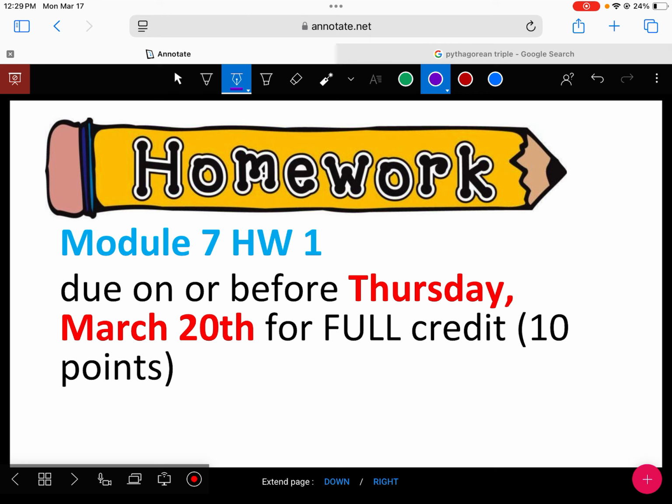Homework 1 is still due on Thursday. Use this time to continue working through homework 1. We will finish out this first piece on Wednesday.